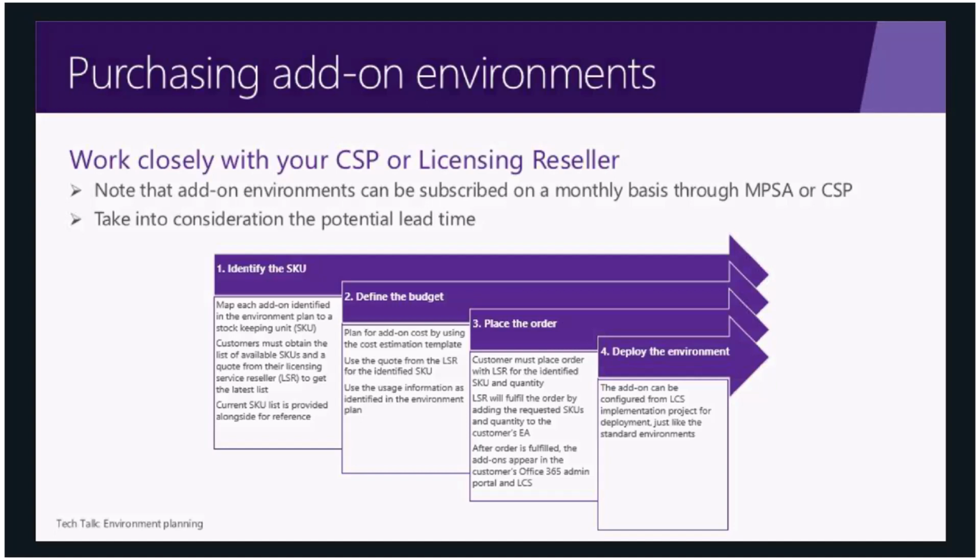One other remark is that some customers are not aware they can subscribe to the add-on environments on a monthly basis. If you have purchased your initial licenses through the enterprise agreement, for example, you could use the MPSA to get a tier 5 environment just for a few months. And it actually makes sense. So keep in mind that you can use the MPSA or the CSP to subscribe to environments on a monthly basis. And to be extra clear, with enterprise agreement it would be MPSA, and for CSP it would be already on a monthly basis.